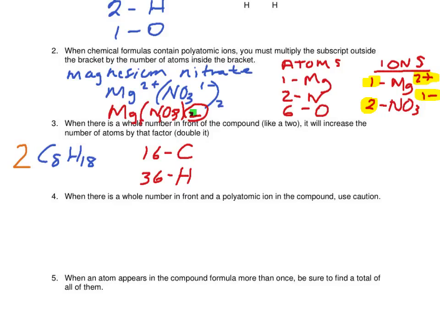C8H18, basically that's like saying C8H18 and C8H18. You're doubling it. So any number in the front doubles everything on the inside. This particular compound is molecular, so I cannot break it down into ions because there's no ions in a molecular compound. All I can do is list the atoms.